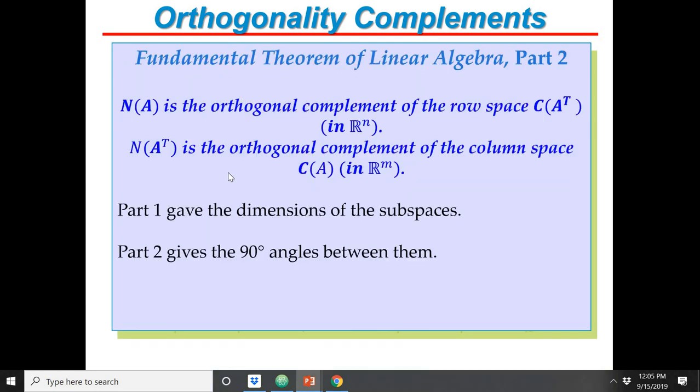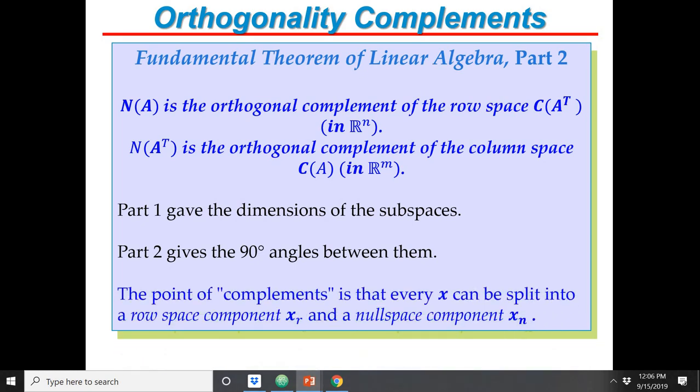And similarly, the left null space is the orthogonal complement of the column space, and both of them are subspaces of Rm. So in the first part of the fundamental theorem of linear algebra, we limited ourselves to the dimensionality of the subspaces. Here now we have moved to discussing orthogonality of the subspaces, and even more important than that, we have discussed the concept that these subspaces in pairs are orthogonal complements of each other.